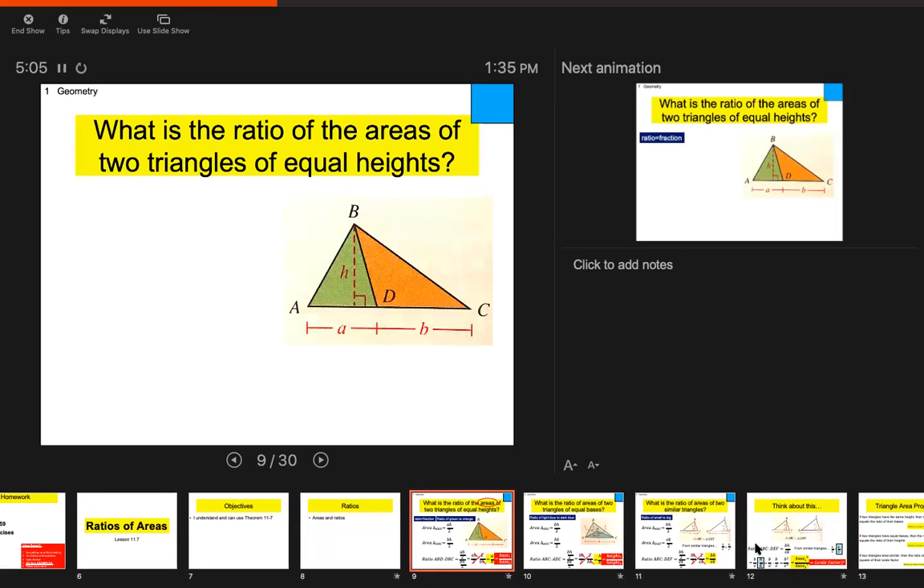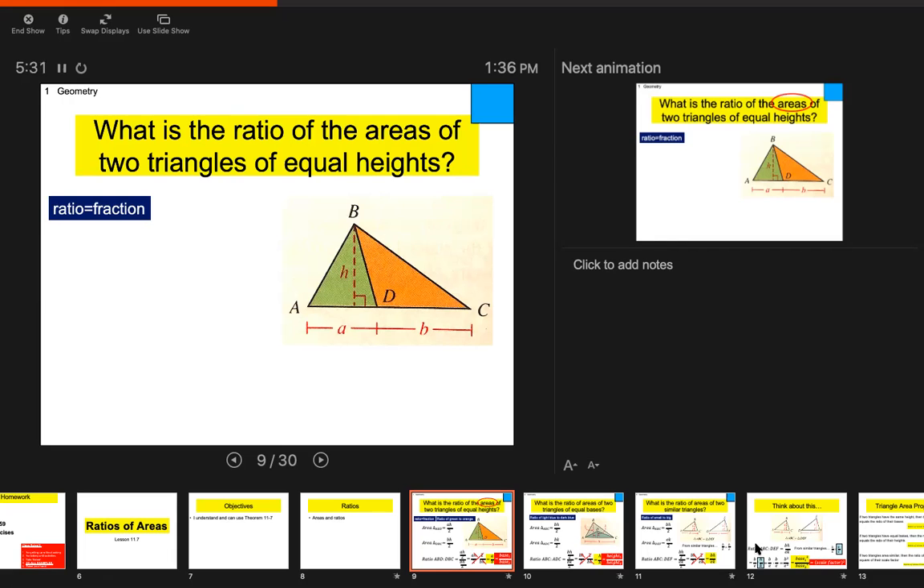There are technically 3 triangles there. We're going to be looking at 2 of them. The red dotted line doesn't really exist. It's just a measurement. There's the big one, and then there are the 2 medium ones. We're going to look at just the medium ones, the green one and the orange one. It says, what is the ratio? Ratio is a code word for fraction. So what is the fraction of the areas of the 2 triangles that have equal heights?